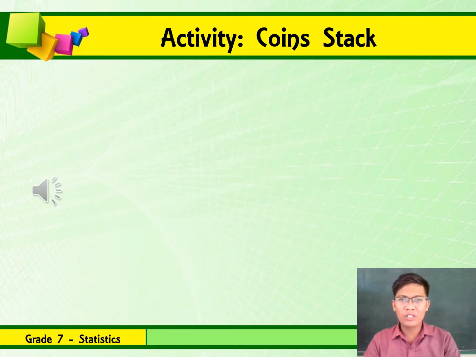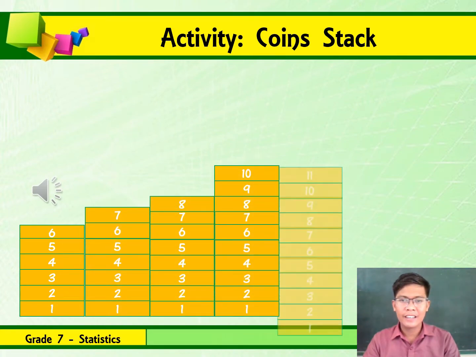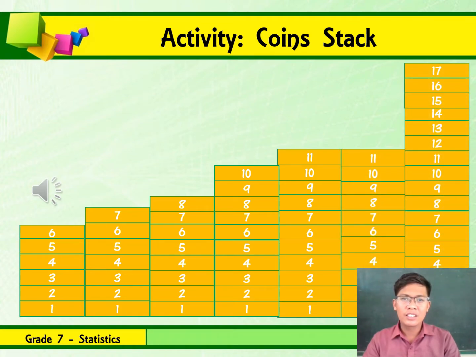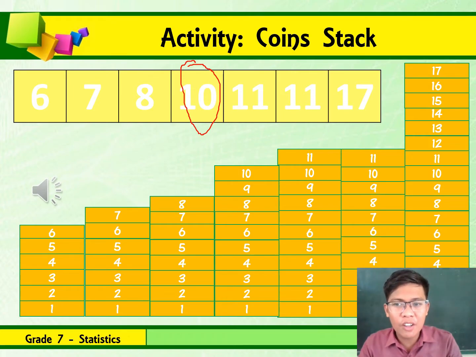So from our activity, we arrange the coins from lowest to highest. We have 6, 7, 8, 10, 11, 11, and 17 stacks of coins respectively. So class, my question is, what is the middle number on that given set of data? Yes. Okay, very good. That is 10. So now, how can we find the median here? The median is 10 because it is placed in the middle of the set of data. Okay, so since the number of items is 7, we will just look for the middle value or middlemost number of that given data to get our median.